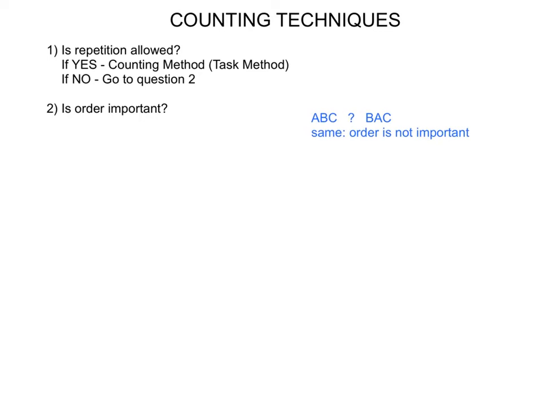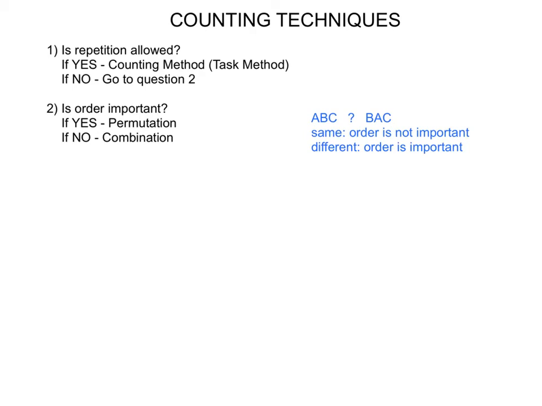However, if A, B, and C and B, C, A are different, meaning we have to count each of them separately, then order is important. So if the order is important, it is a permutation, and if the order is not important, it is a combination. And that's pretty much how we go about answering these questions for ourselves.